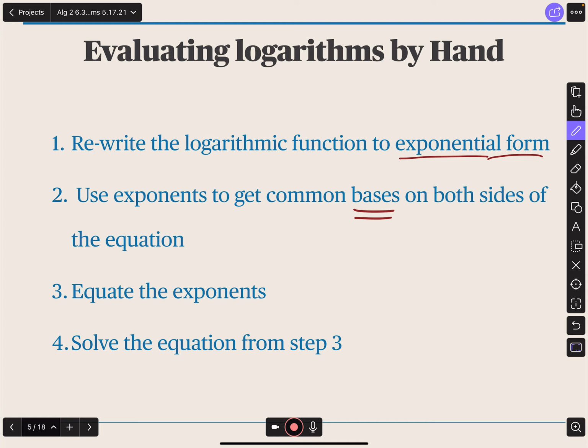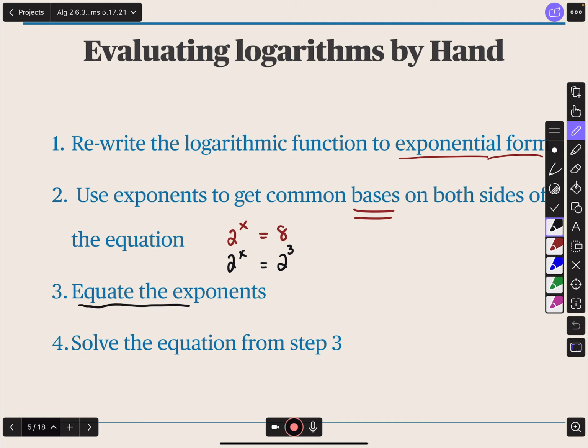So for example here, if I had something like 2 to the x equals 8, what I'd want to do is take that 8 and rewrite it as a 2 to some exponent. In this case, it would be 3. And once I've done that, then I can do step 3, which is equate the exponents. That just means set the exponents equal to each other. Now, this step shouldn't be a big surprise to us, because if 2 to the x equals 2 to the 3, then this x must be equal to 3.